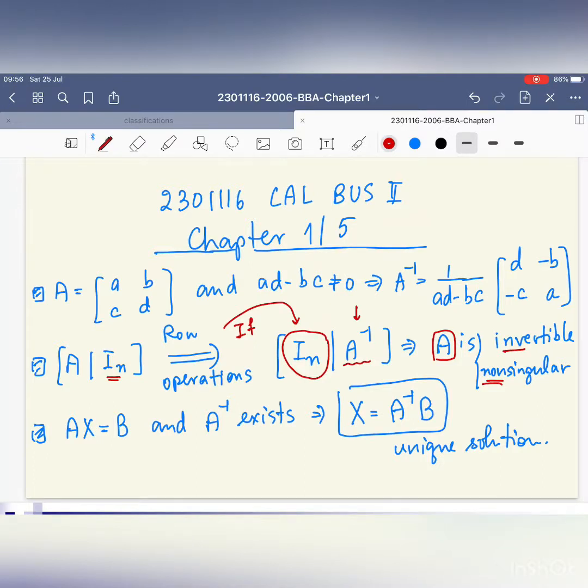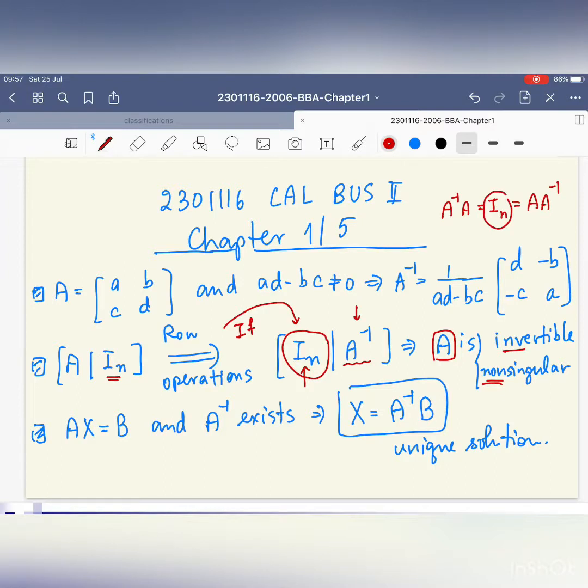But if this cannot reduce into the I, then your A is a singular matrix. And one of the properties of the inverse is that your A and A inverse multiply to become the identity, and your A inverse with your A also multiply to become an identity.